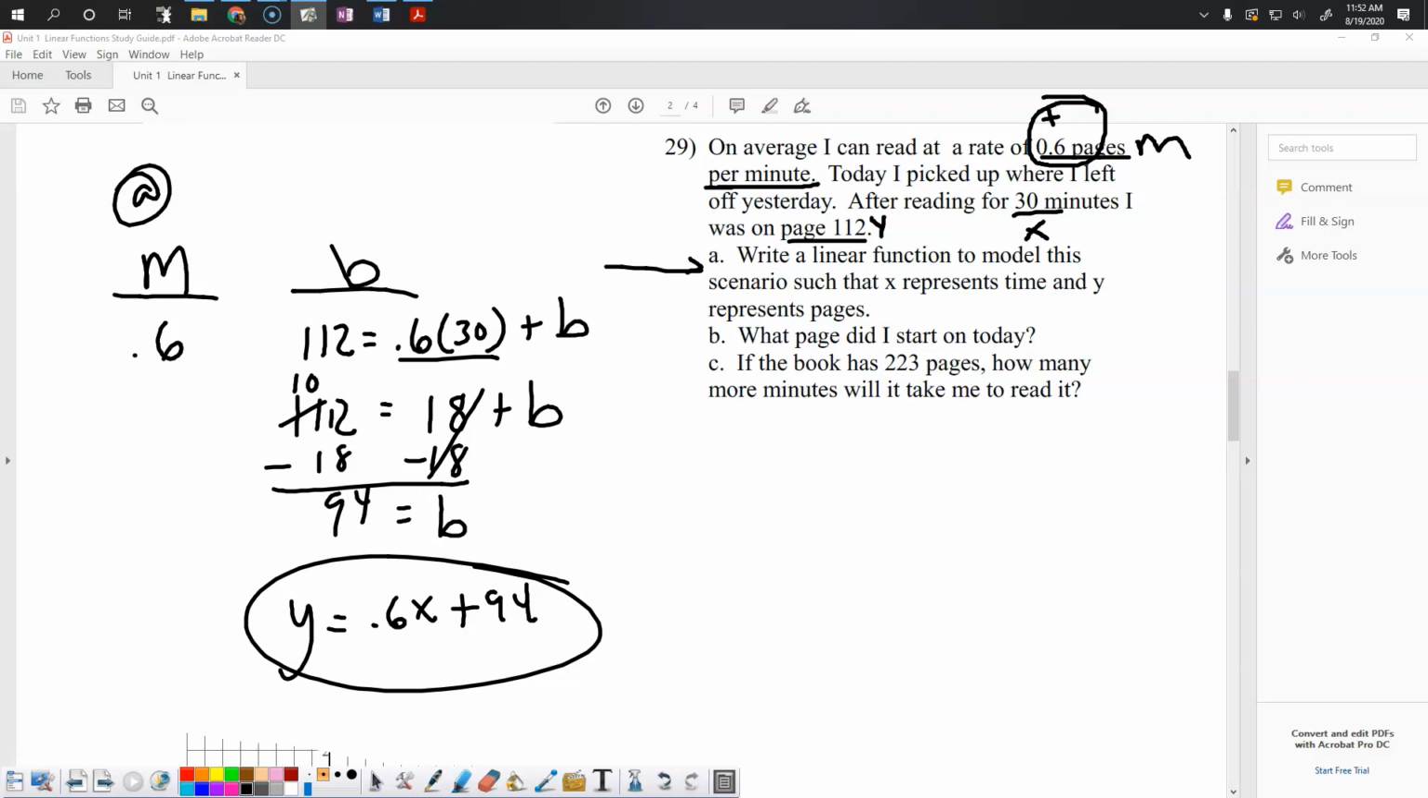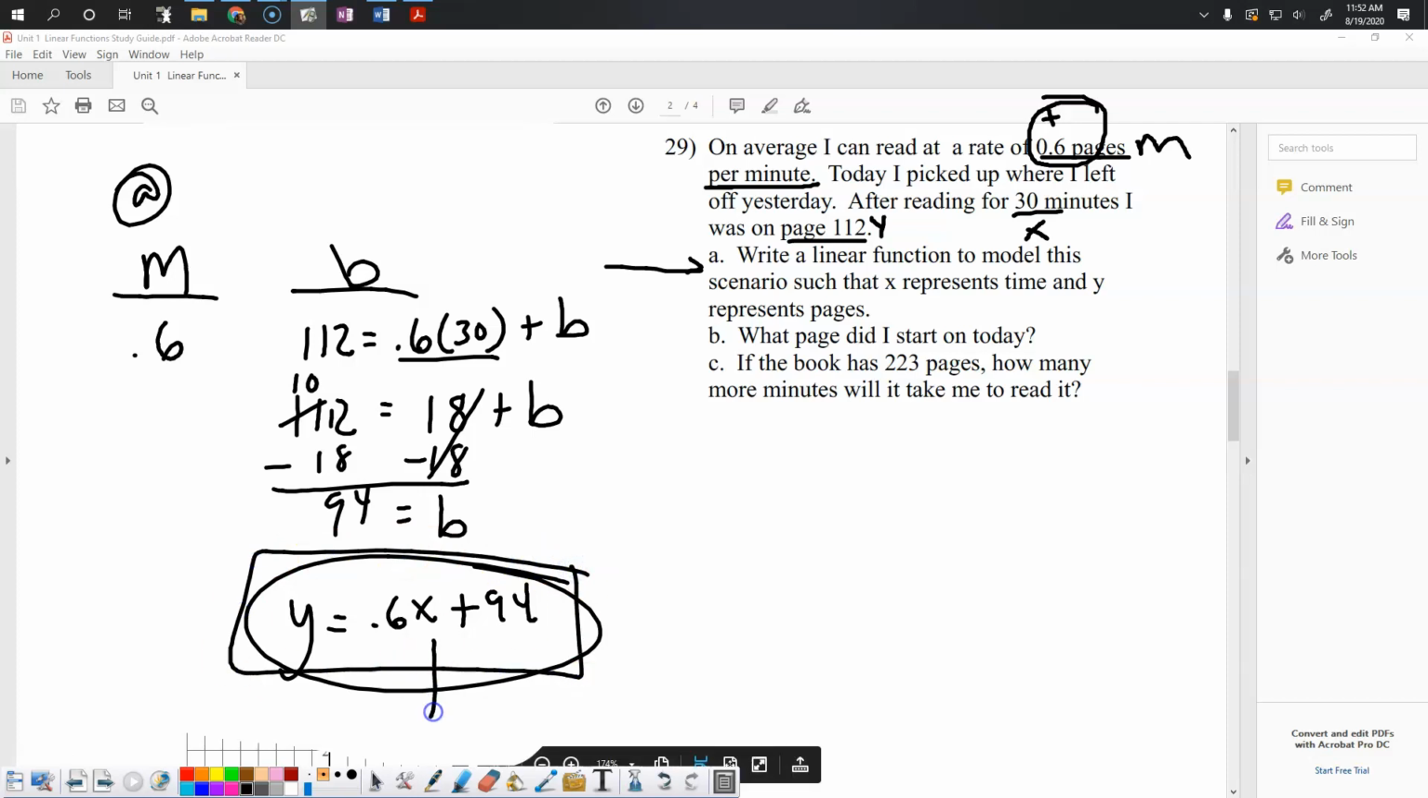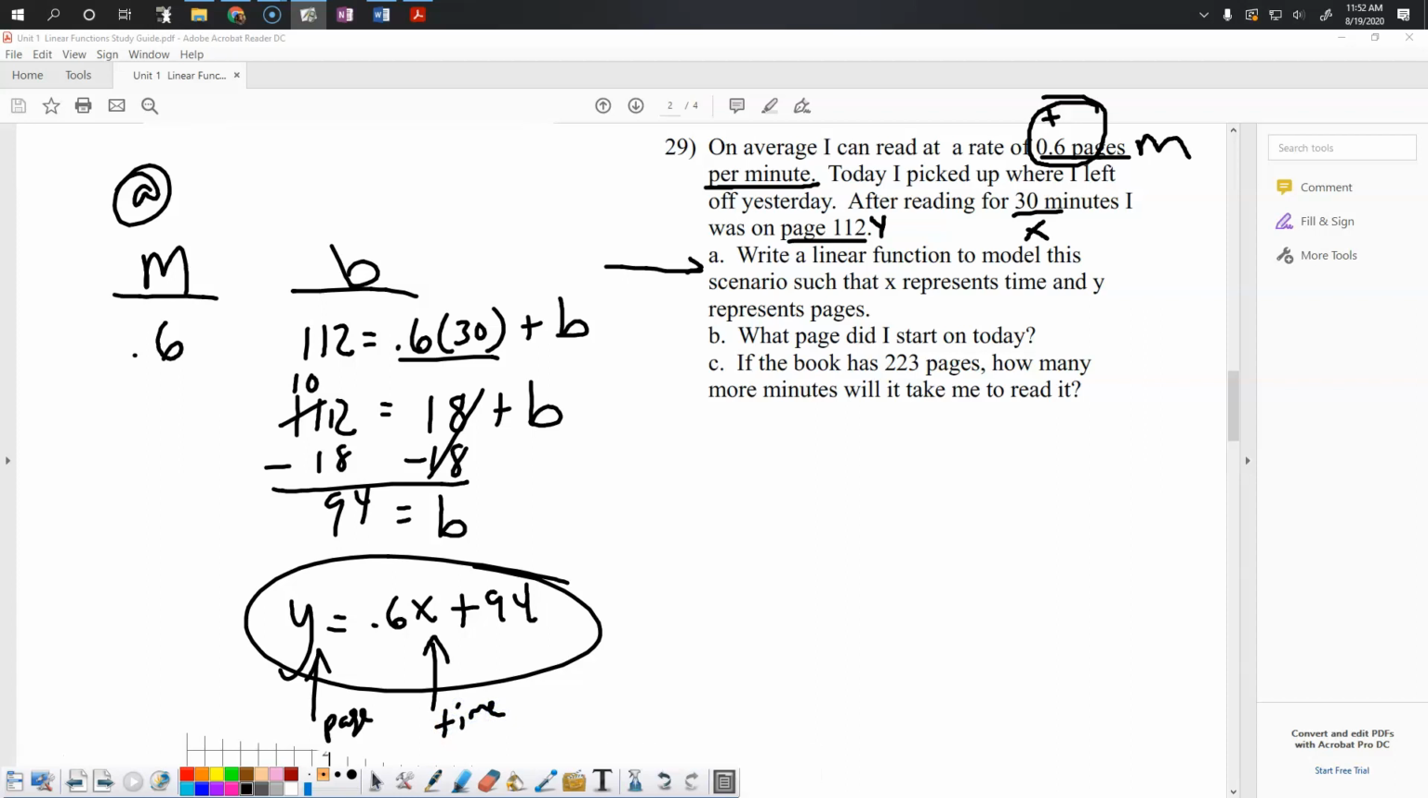Part B. What page did I start on today? Okay, so this is a formula that will tell me what page I'm on at any time today. So this formula is only for today. So if it says what page did I start on today, well, at the beginning, I want to know what page I was on. What they really are asking me to find there is they're asking me to find what y equals, right?